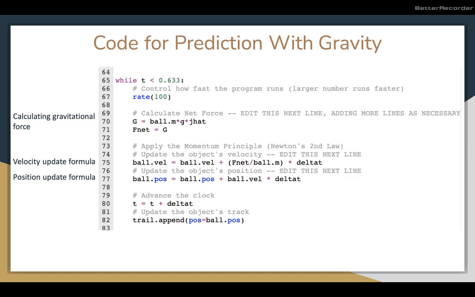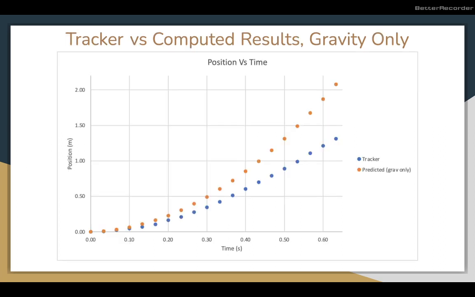Fg was calculated using the cup's mass, 9.81 meters per second squared, or g, and the direction vector j hat. The velocity and position were updated with their respective formulas using the Fnet calculated. As we can see, the computational model does not match real values very well and predicts the cup to move way further than it really did over the same time interval. This suggests that there may be another force acting on the system.